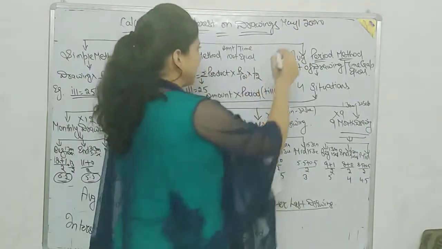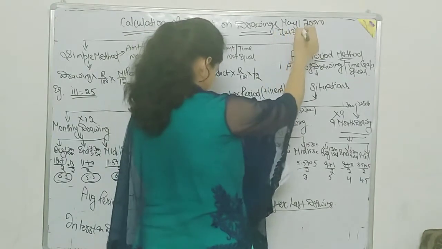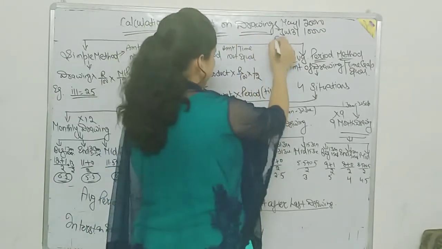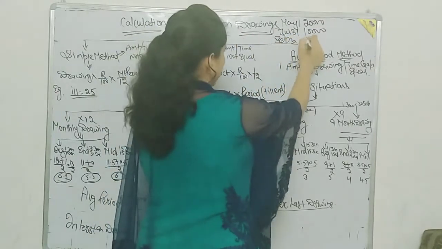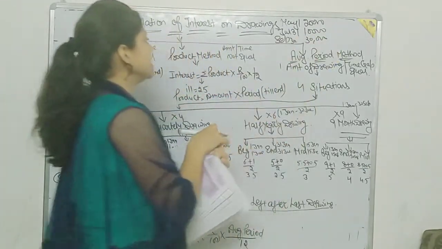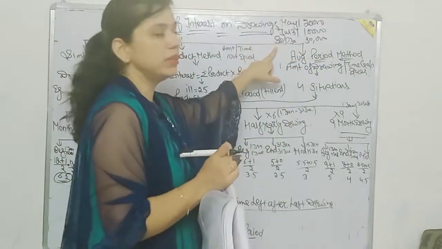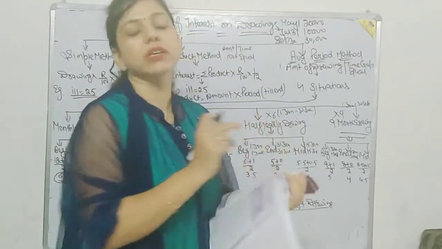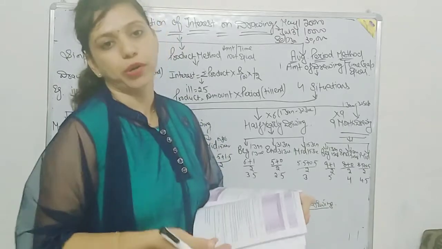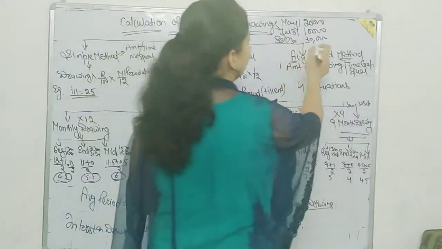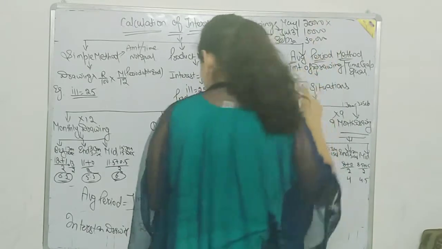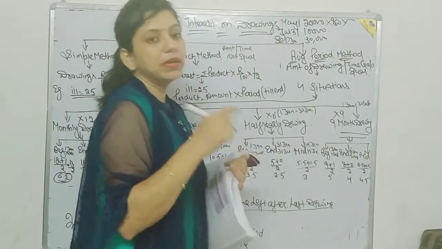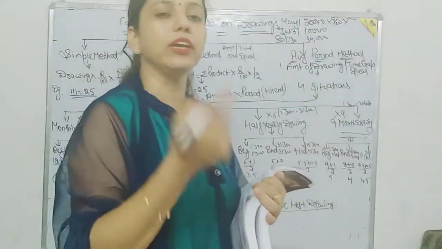Next we have July 31, 10,000. Next we have September 30, 30,000. As we can see, time period is not equal and amount is also not equal. So in this situation, we will use simple method or product method. So how interest on drawing will be calculated? Drawing multiply rate by 100. Rate is 9%. Multiply time. Time means time of drawing to the end of the year.